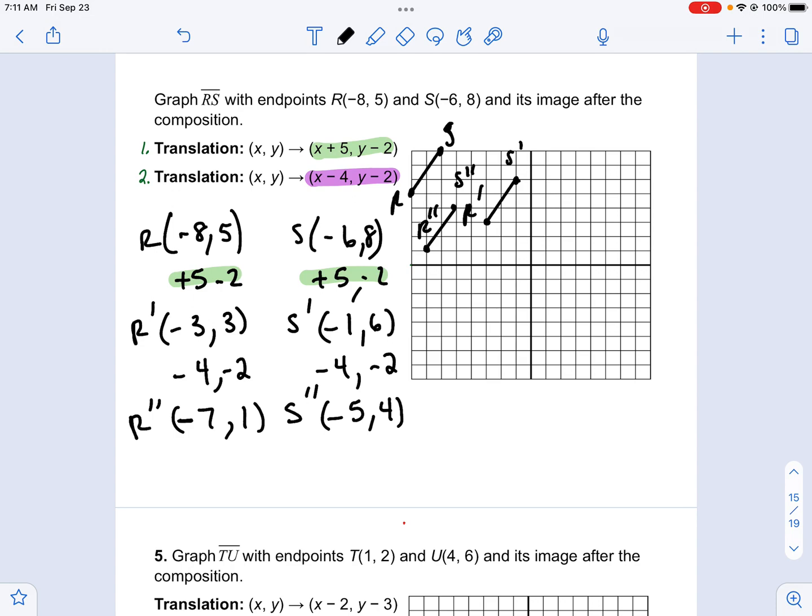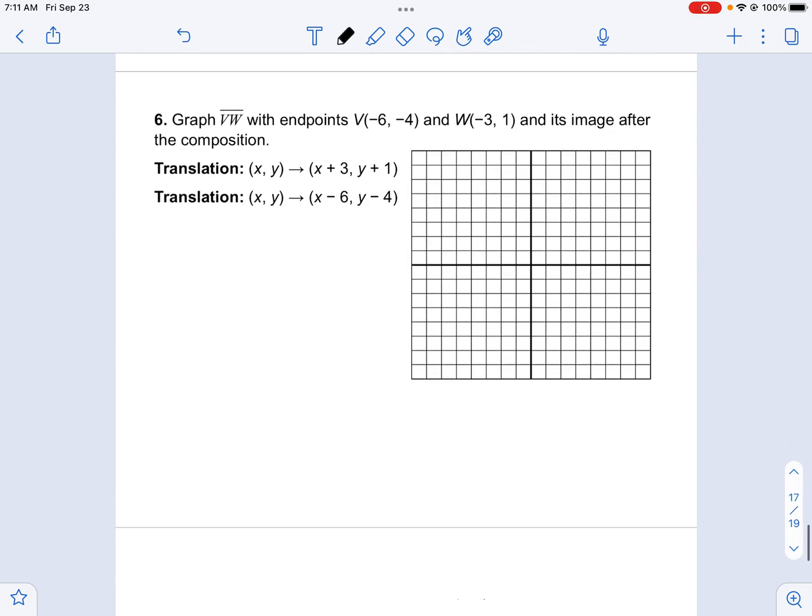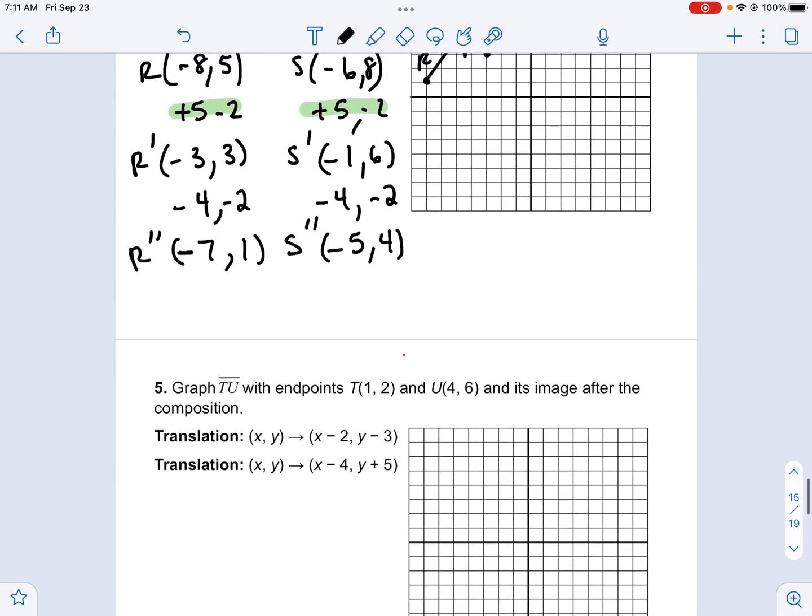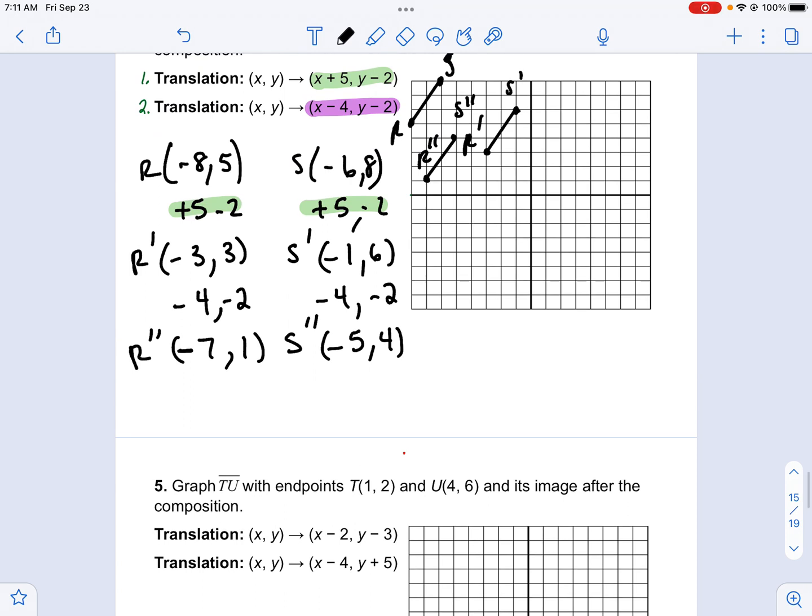So, there we go. I mean, we could do a few more, but it's kind of the same process over and over again. Look at your rule, do the rule, plot it. Keep doing that till you're done. So that's translations, also known as slide transformations.